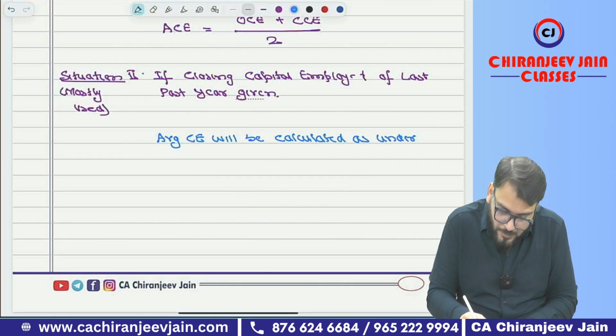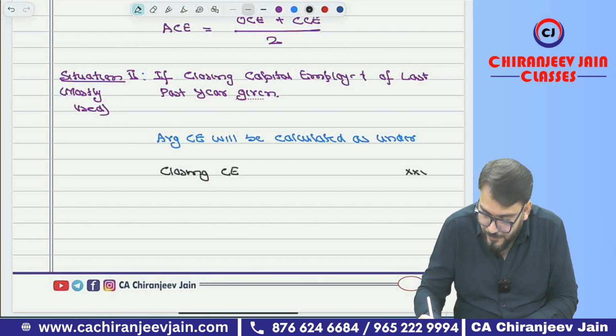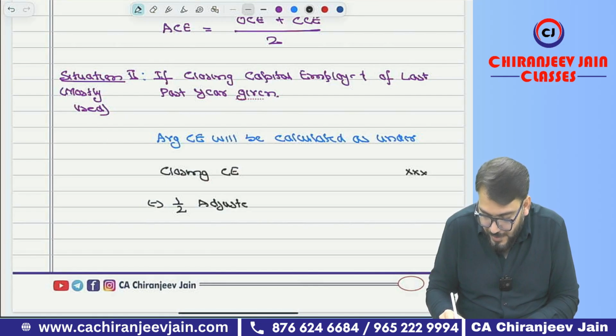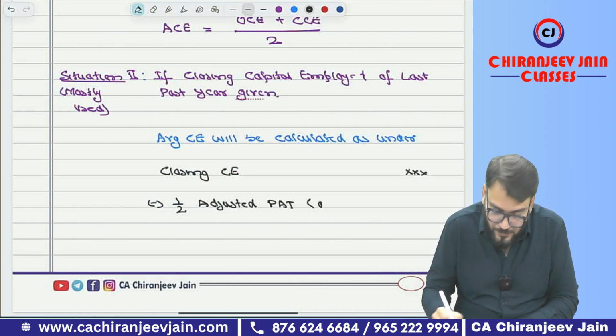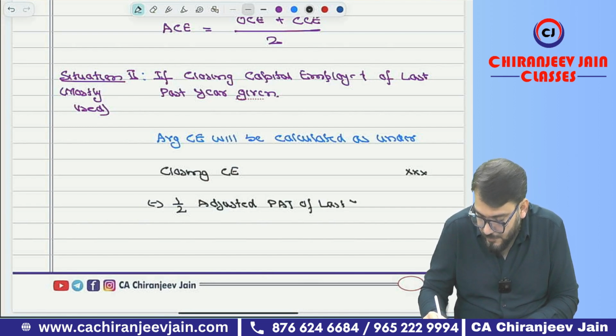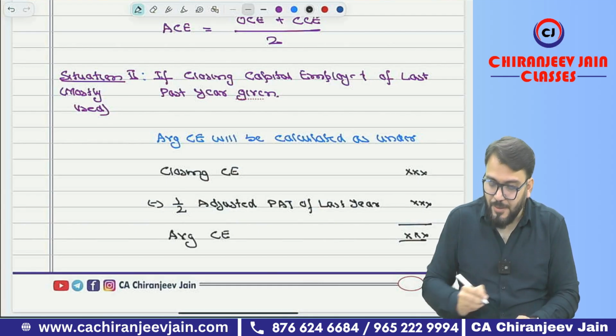How? First we write down closing capital employed, whatever is given. From this we will do minus half adjusted profit after tax of last year, and this will be the average capital employed.